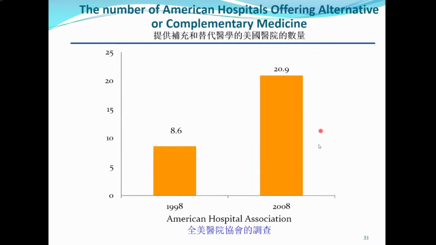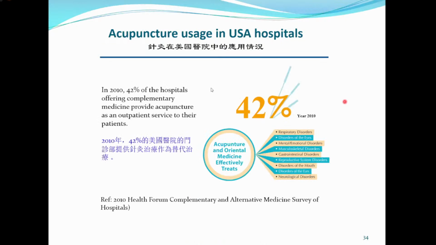And 10 years later, they made another survey, the same survey by the same organization. They found more than double the hospitals. For every 100 hospitals, 20 to almost 21 hospitals provide such service. Also from another source, the 2010 Health Forum Complementary Alternative Medicine Survey of hospitals, they found 42% of hospitals in the United States offer complementary medicine, which provides acupuncture as an outpatient service.